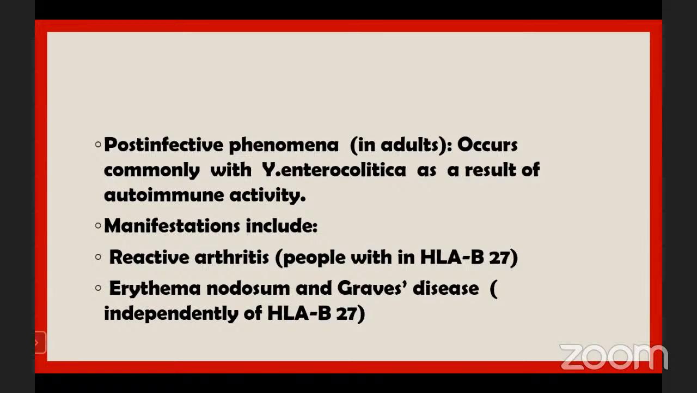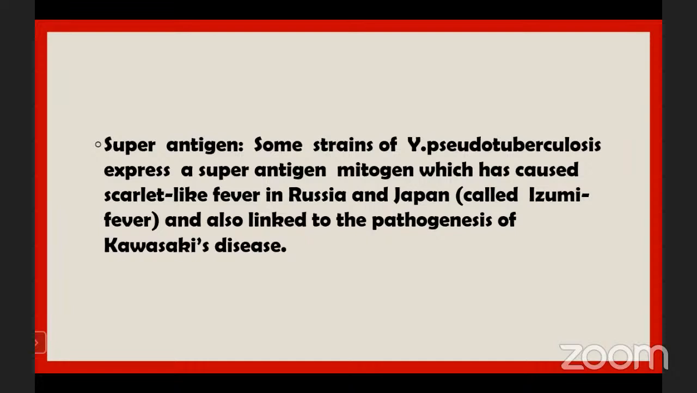Post-infective phenomena are most commonly seen in adults. They mainly occur with Yersinia enterocolitica as a result of autoimmune activity. Manifestations include reactive arthritis seen in people with HLA-B27 antigen, erythema nodosum, and Graves' disease, which occurs independently of HLA-B27 antigen. Next one is the superantigen. Some strains of Yersinia pseudotuberculosis express a superantigen mitogen which causes scarlet-like fever in Russia, and in Japan it is called Izumi fever. It is linked to the pathogenesis of Kawasaki disease.